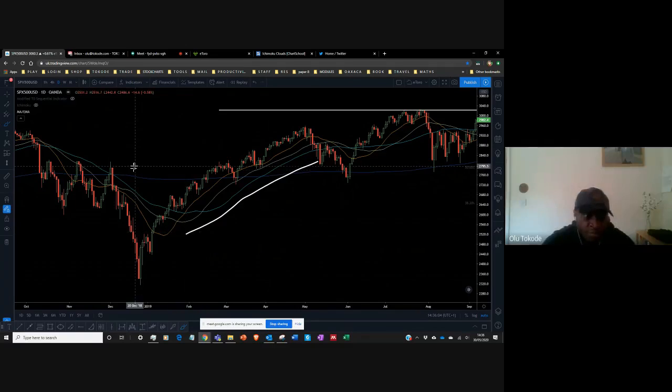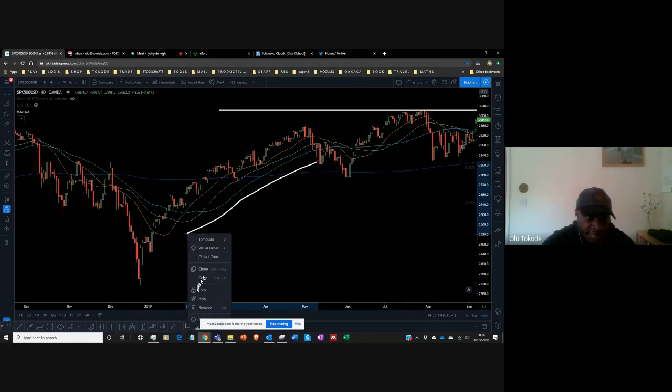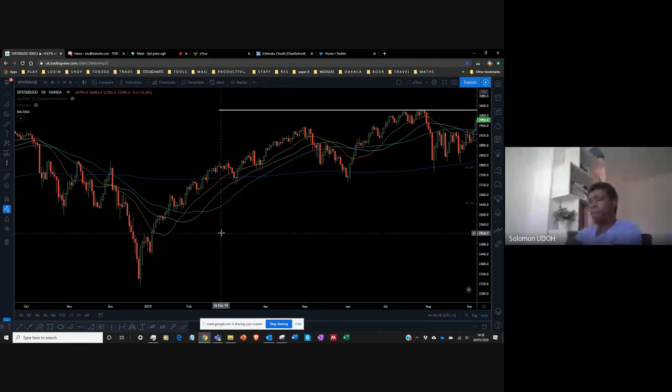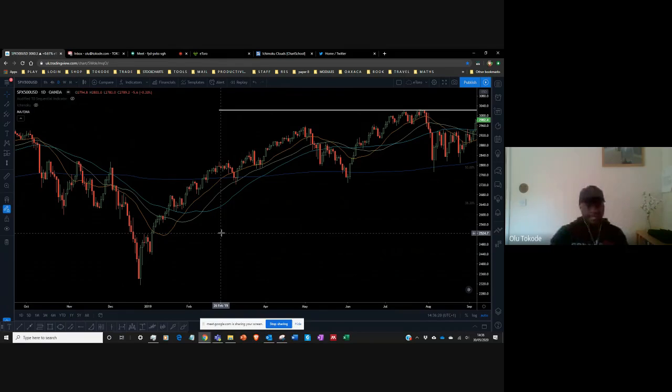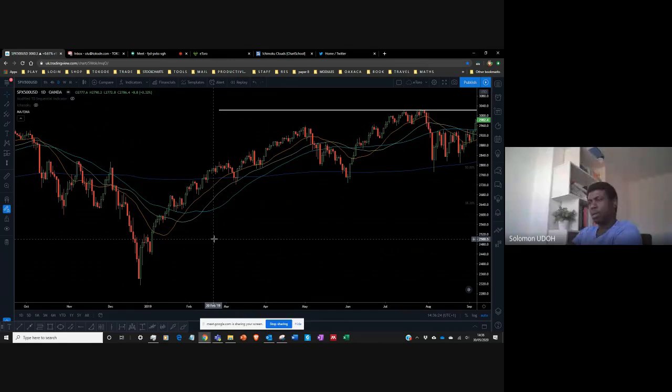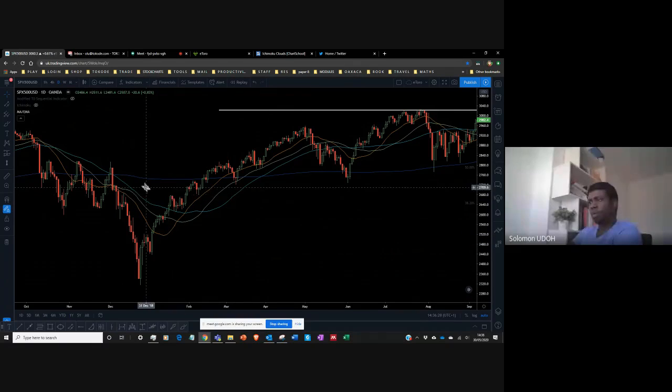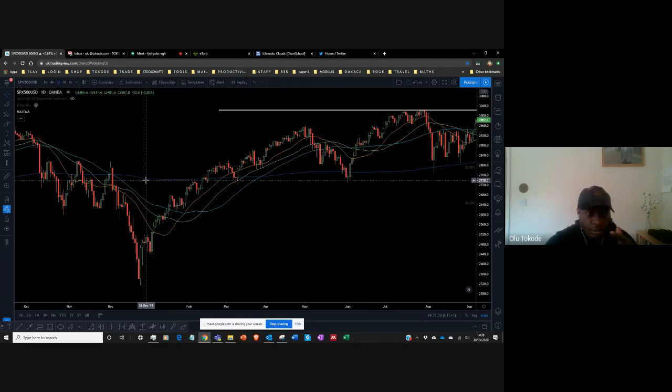Oh yeah, we've broken below. We're below. Yeah. Oh yeah. The 200 moves slowly. It's very slow because you're taking the average for the past 200 days. It cannot move as quickly as the 50, 35, and the 20. So it takes longer for it to move. So it is mostly used as a support and resistance.